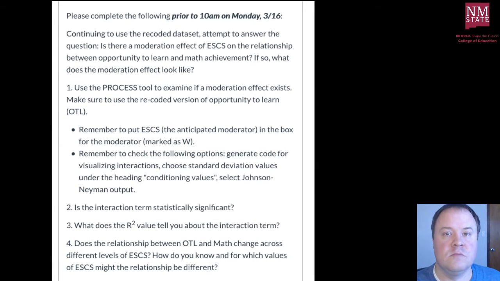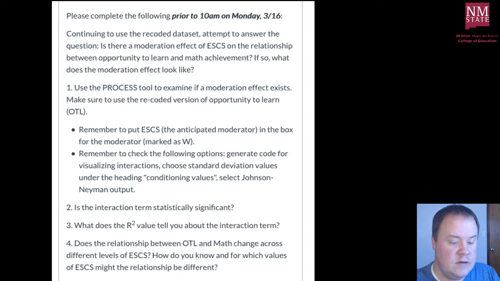Here were the specific assignment details. Continue using the recoded data set that I uploaded, and examine the question: is there a moderation effect of ESCS, which is PISA's measure for socioeconomic status, on the relationship between opportunity to learn and mathematics achievement? And if so, what does the effect look like? Use the PROCESS tool to examine if a moderation effect exists. Make sure to use the recoded version of opportunity to learn, which is dichotomized.